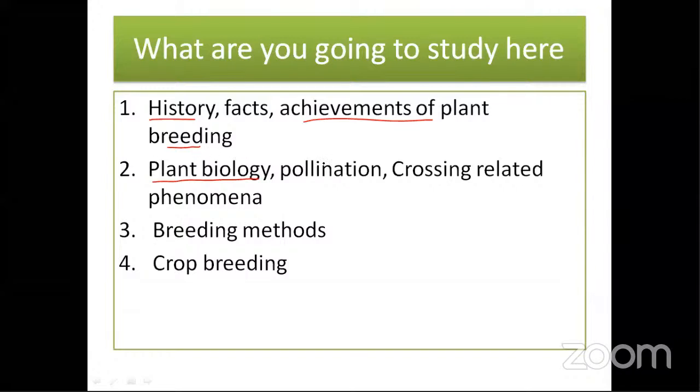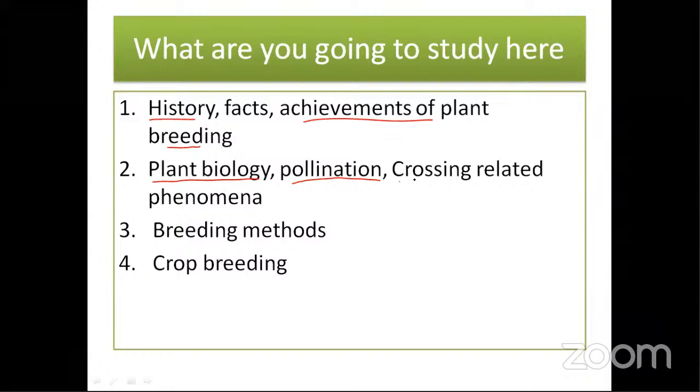Then coming to the next section, that is pollination. Here you will study how the pollination is actually occurring, what the variants in pollination are, what things actually help in pollination, and how the pollination mechanism aids the process of plant breeding. All those things we'll study there.